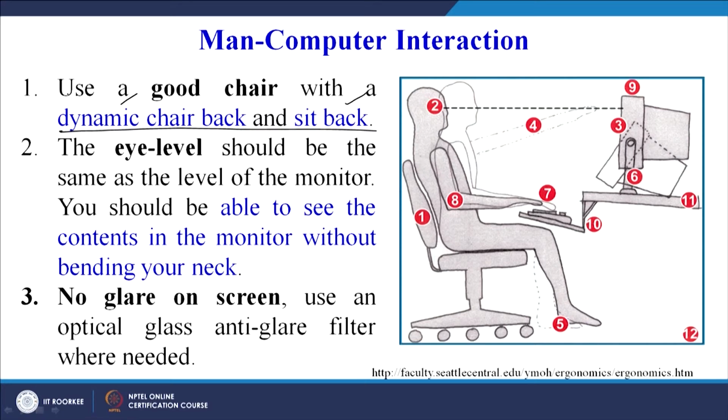The eye level should be the same as the level of the monitor. So this is eye level and this is the level of the monitor. The second point, you should be able to see the contents in the monitor without bending your neck. So without bending the neck, we must be able to look straight into the screen and read whatever is written, or refer to the contents of the screen without bending our back in upward or downward direction. No glare must be there on the screen.